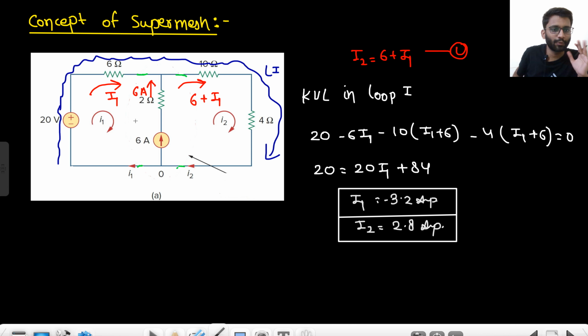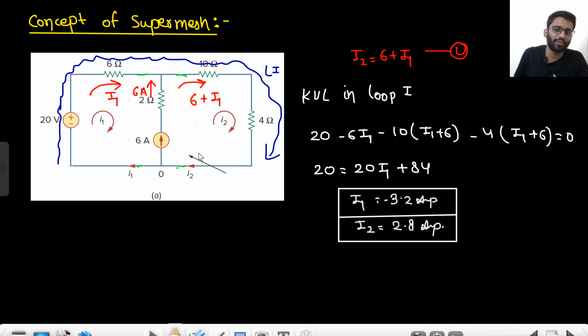Whenever there is a chance of super mesh, I will surely apply it in the exam. Why? Because here I can directly see the currents. Whenever we are dealing with currents, it is easier. But when we are dealing with voltages, it is sometimes a bit difficult. I1 and 6, so I1 plus 6. Just apply the mesh analysis in this loop: 20 equals 6 I1 plus 14 into (6 plus I1). That's it. I1 and I2 values will be there.